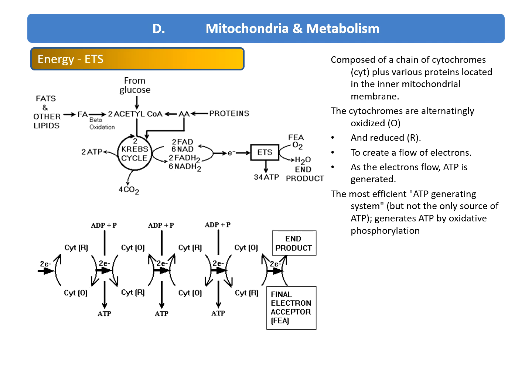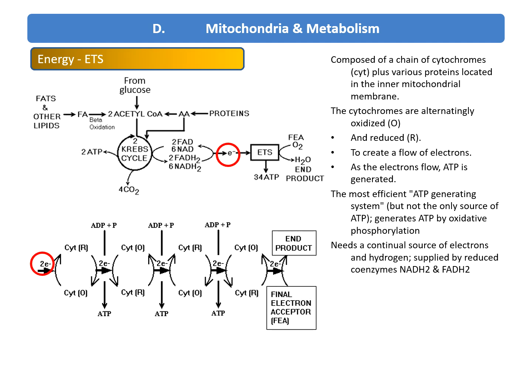It's not the only way ATP is produced. It's produced by a process called oxidative phosphorylation, because a lot of oxidations take place. It needs a continual source of electrons and hydrogen. These are supplied by the coenzymes NADH2 and FADH2. Each NADH2 will generate 3 ATPs. Each FADH2 will generate roughly 2 ATPs.